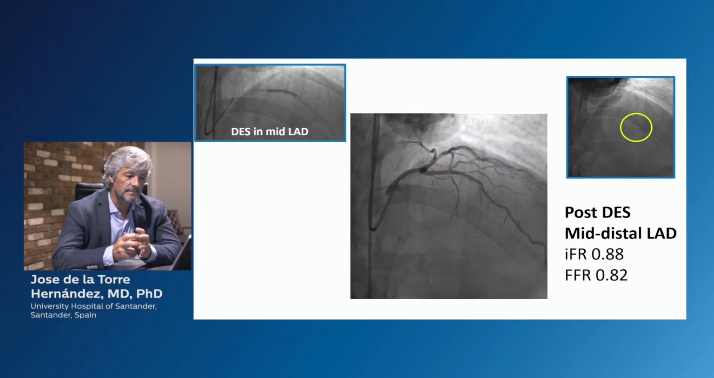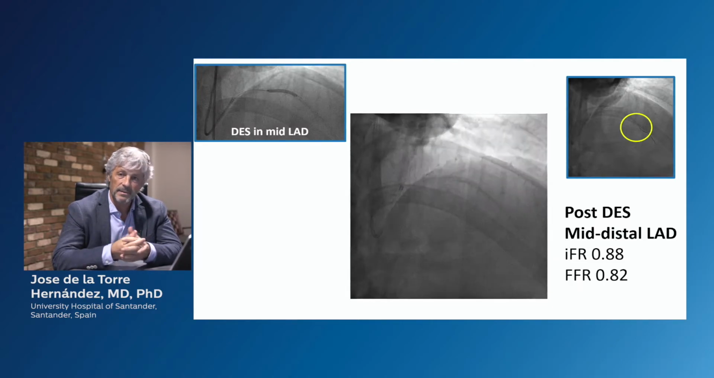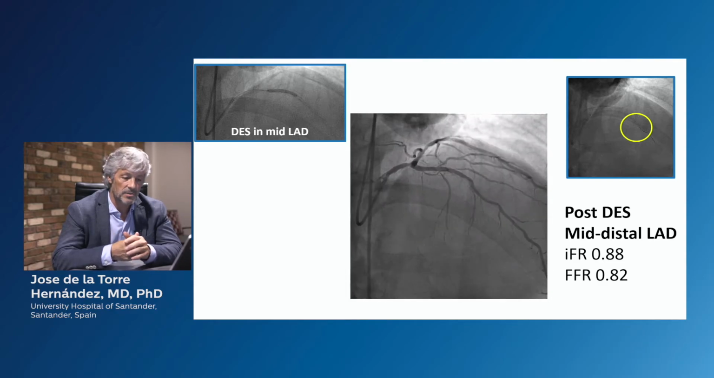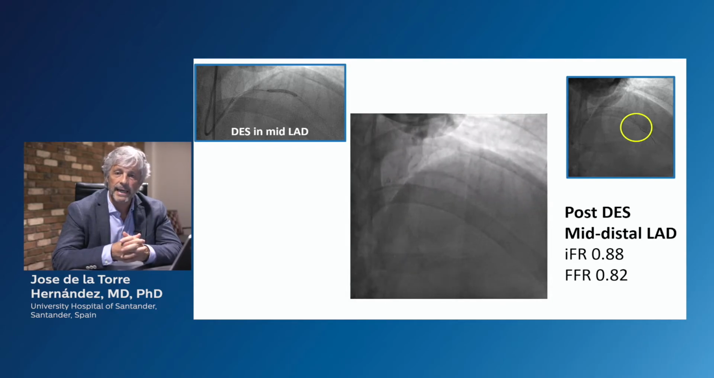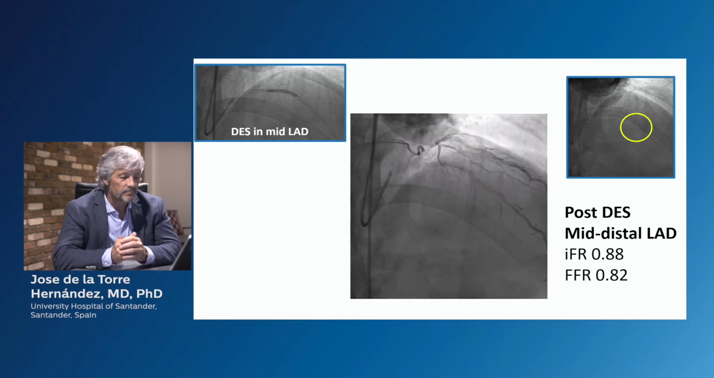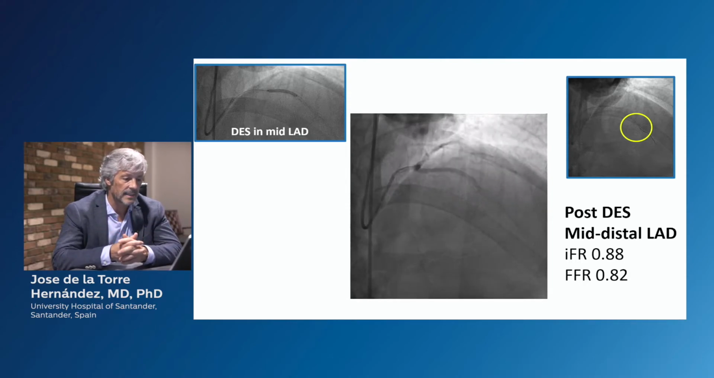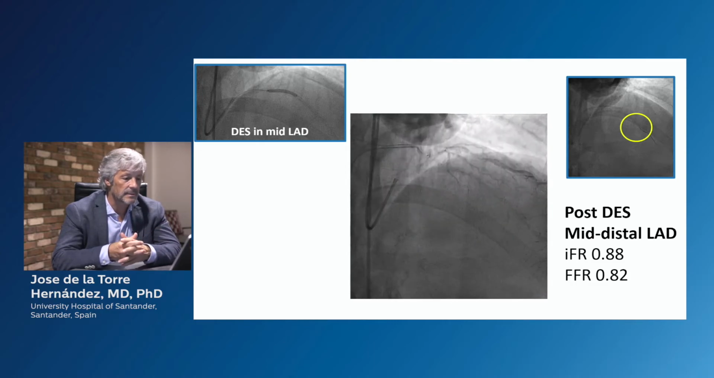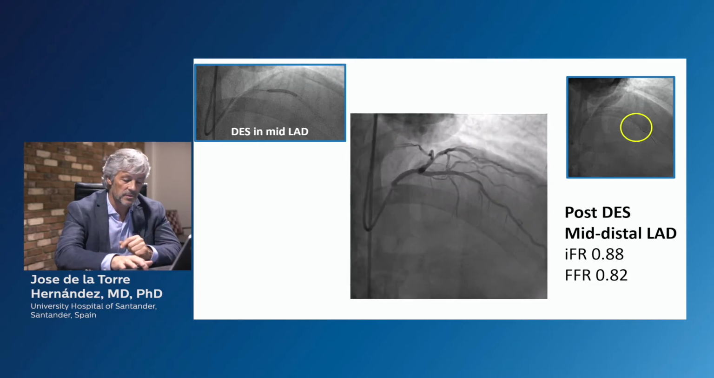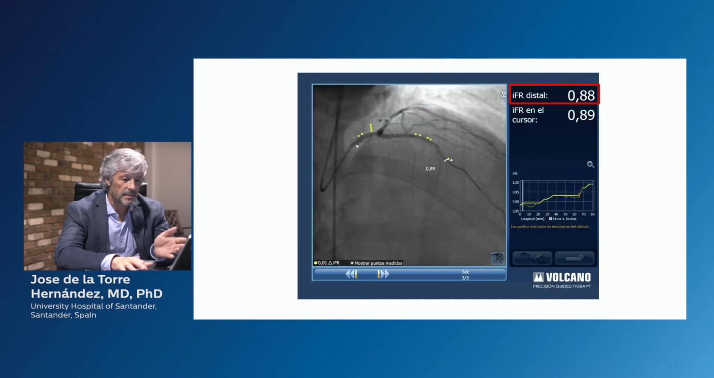We implanted a stent in the mid-LAD, and post-implantation, the FFR was 0.82 and the iFR 0.88, both in the gray zone, but based on the characteristics of this case and these values, we decided to stop the procedure here. This is the co-registration for the result just after the stenting, and you see the lesion in the distal left main has only 0.01 of drop in pressure, so it's really a non-significant left main.